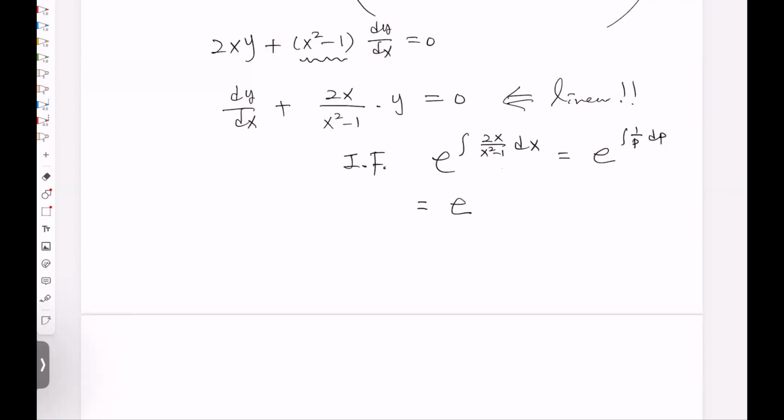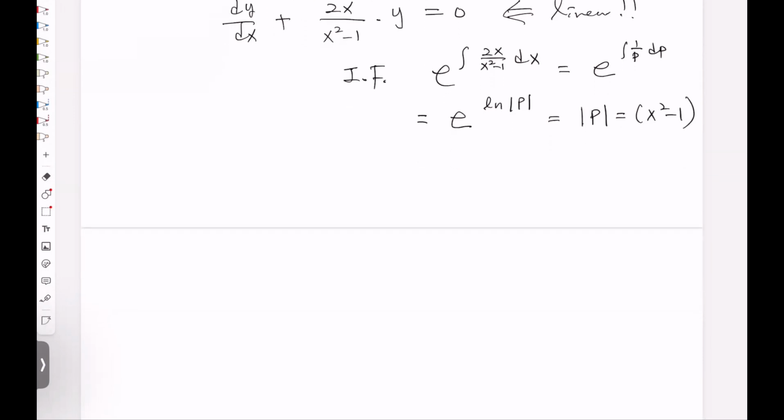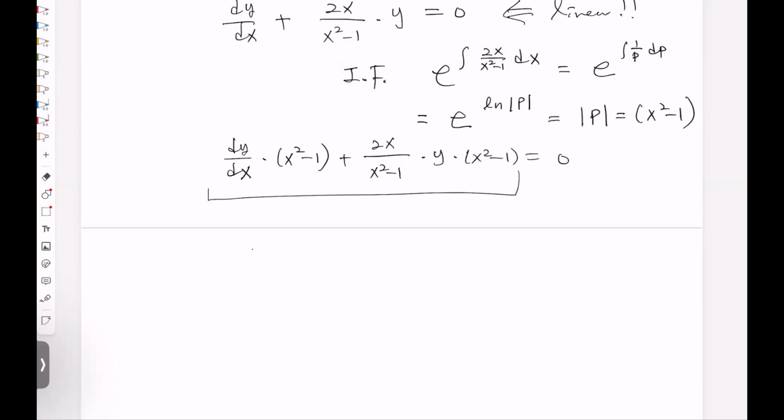So that is e to the ln p, that is just p, which is x squared minus 1. That's the integrating factor. And then we're going to multiply this integrating factor to everywhere. dy over dx times x squared minus 1 plus 2x over x squared minus 1 times y times x squared minus 1 equals to 0. And all of this is d over dx of y times x squared minus 1.